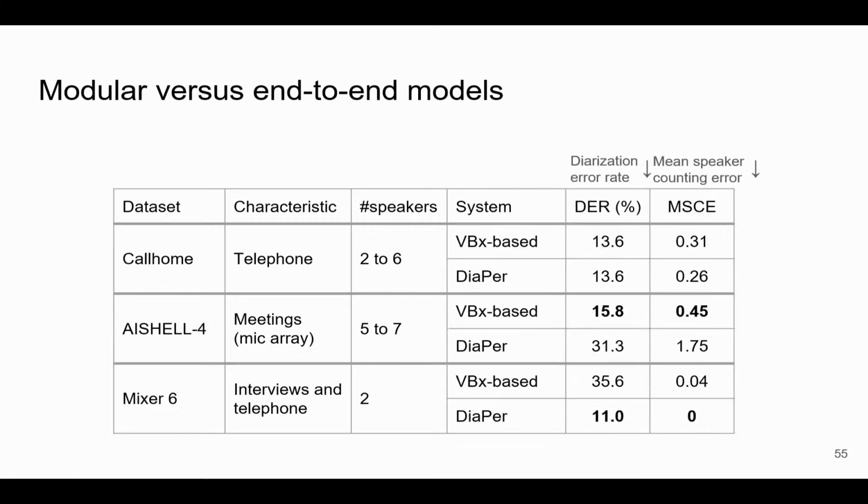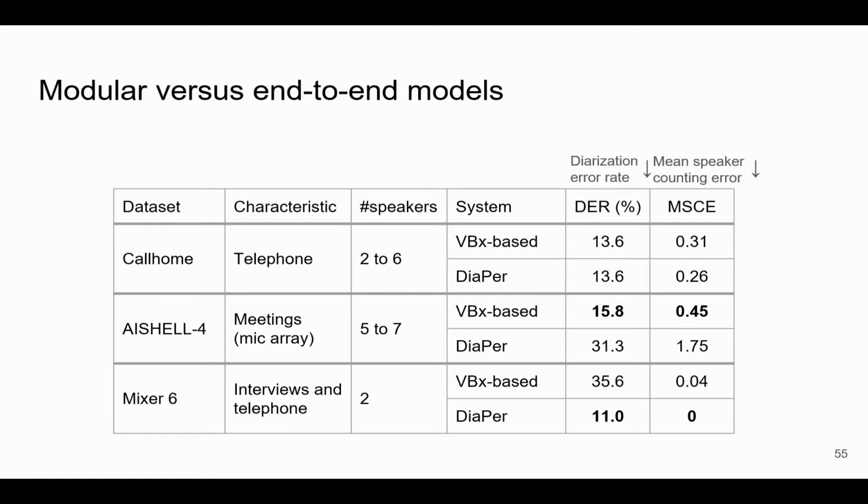And we'll see now the comparison between one possible modular system, which is based on VBx and includes overlap detection. And then we have DiaPer, which is one variant of end-to-end model that we worked on. We have the results in terms of DER and then mean speaker counting error, which basically tells you how accurate is the model in finding the right number of speakers. So for both of them, lower is better. And you can see that for this particular scenario with telephone, both of them perform very similarly. There are not really very large differences. But when you go to this far field and many speakers, the modular system is much better.